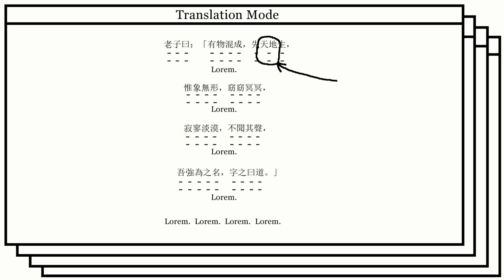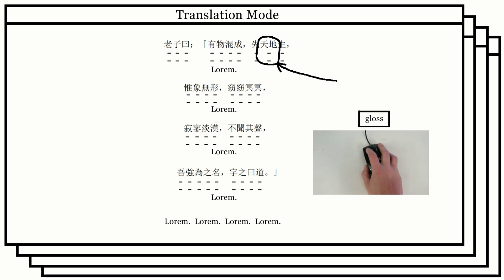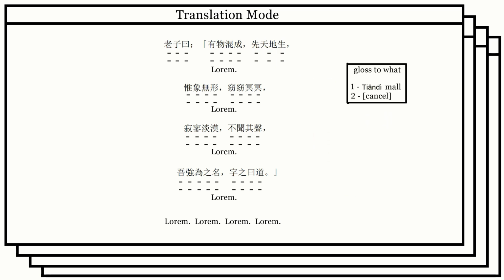Now there's a single dash under these 2 characters for pronunciation and a single dash for the meaning. Now suppose we select this 2-character word, click gloss, and the program should ask whether we want to use this pronunciation and meaning or cancel. Suppose we choose option 1. Now under this 2-character word there's the pronunciation Tiandi and the gloss shopping mall.